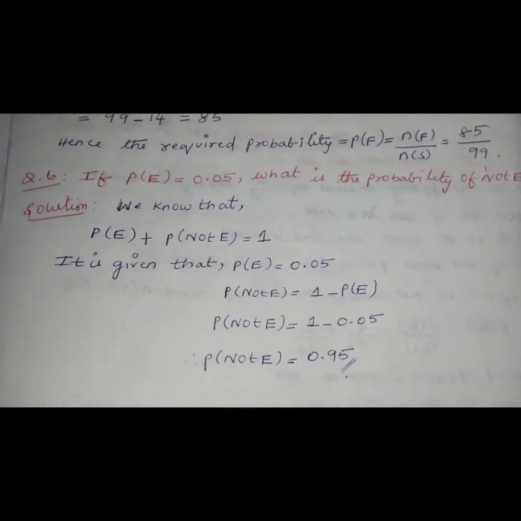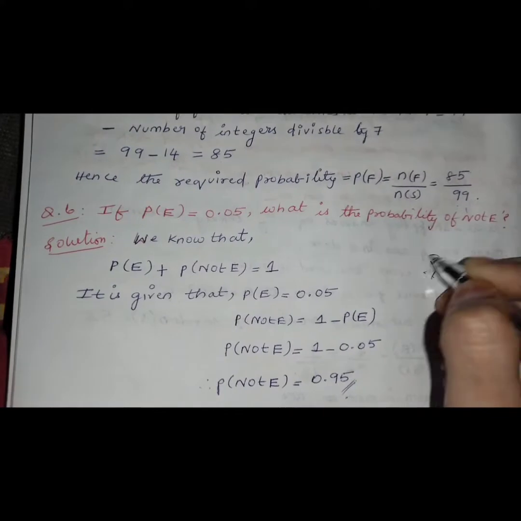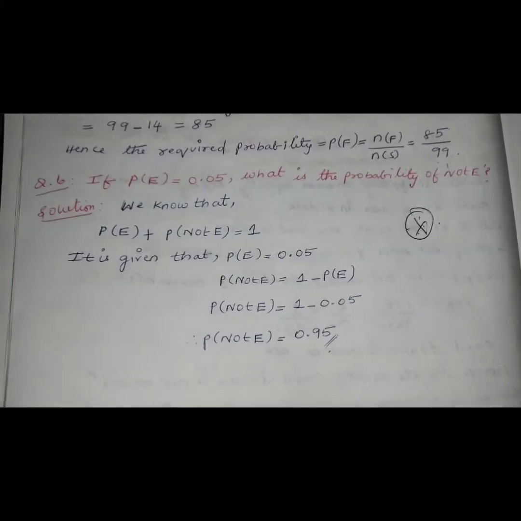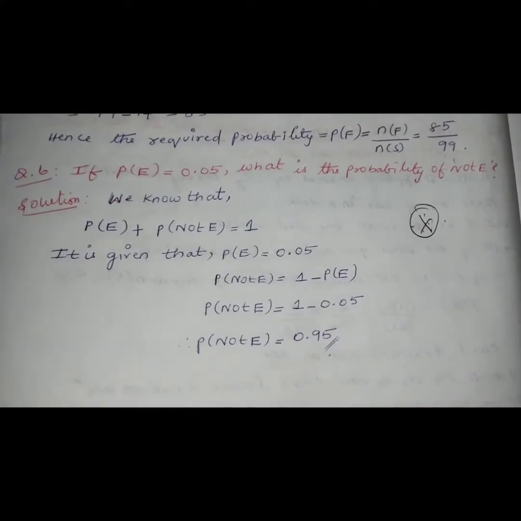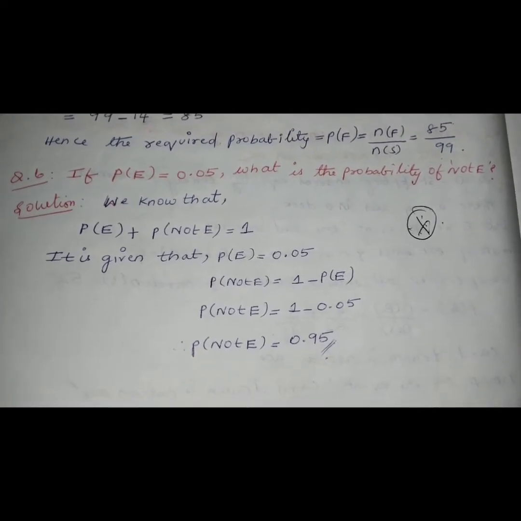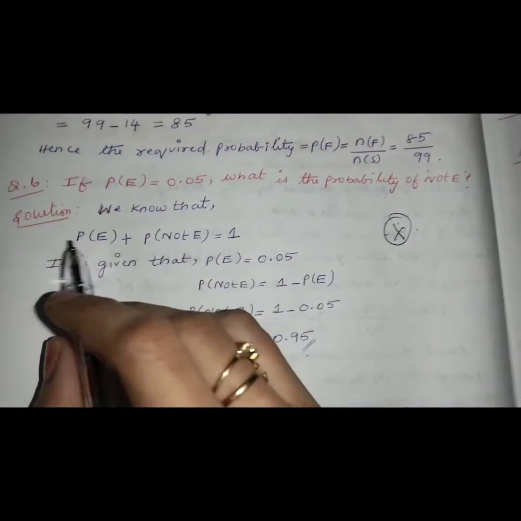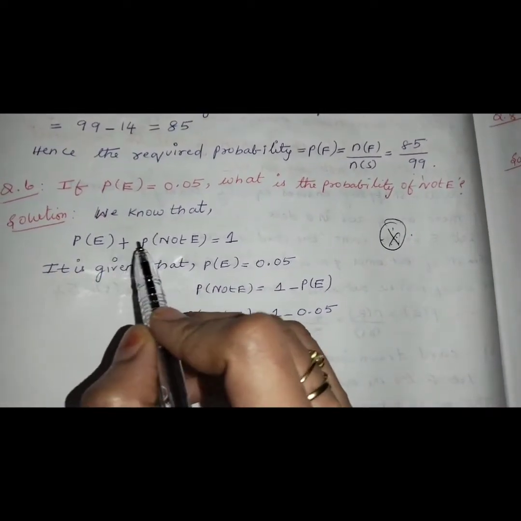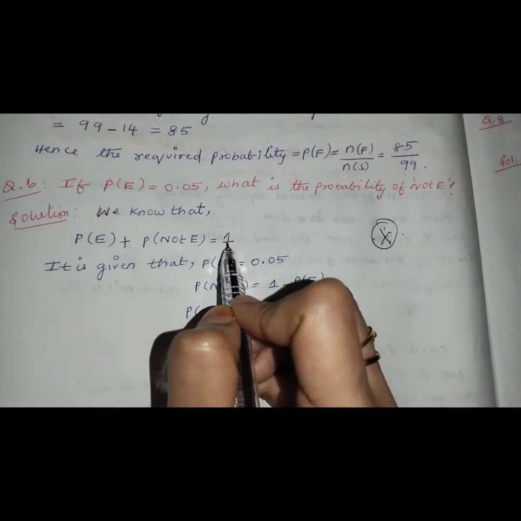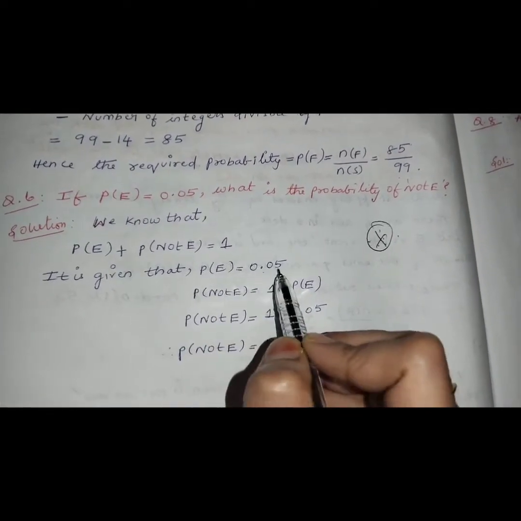Next, question number 6. This is a very important question of previous year question papers. If P of E equals 0.05, what is the probability of not E? We know that P of E plus P of not E equals 1. So it is given that the value of P of E is 0.05.